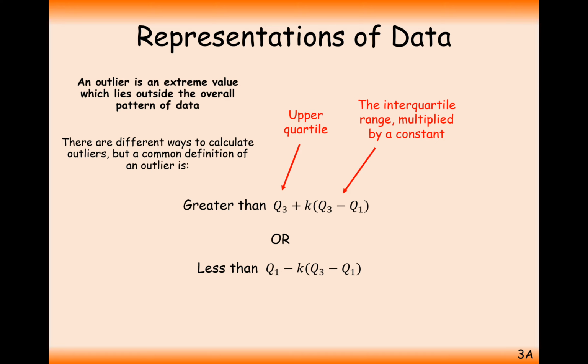So what you would have to do is find this value here and then check whether the data point that you suspect to be an outlier is less than or more than these values here. Now generally k is given as the value 2 or maybe sometimes 1.5. It depends on the question and how much flexibility they're going to allow your data to have.